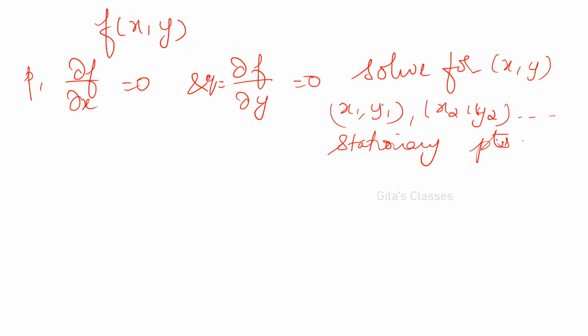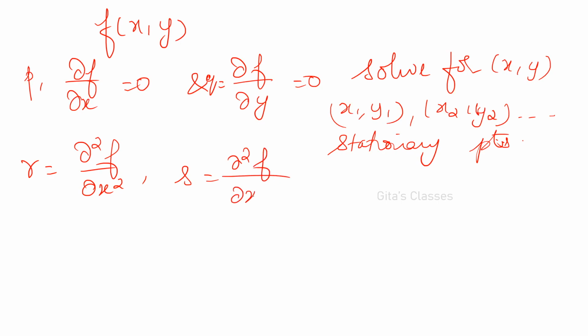For each stationary point, you have to find out whether it is maximum or minimum. For that, what will you do? R is ∂²f/∂x², S is ∂²f/∂x∂y, and T is ∂²f/∂y². Don't change the order. This order is important.